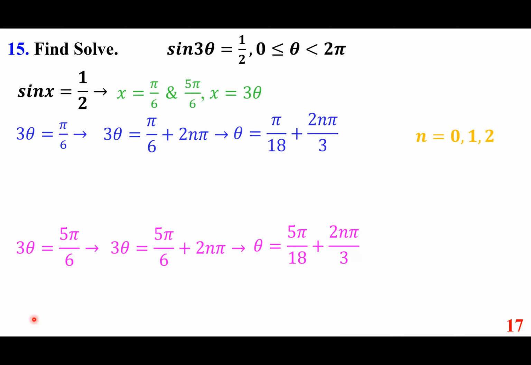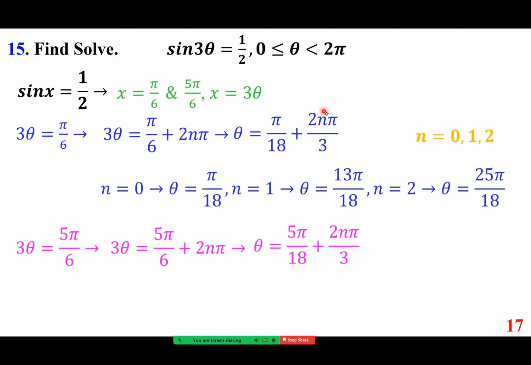Let's do that. Let's plug in zero. If you plug in zero, you get pi over 18. If you plug in one, you get pi over 18 plus 2 pi over 3, which is 13 pi over 18. If you plug in 2, you get pi over 18 plus 24 pi over 18, which makes it 25 pi over 18. So these are the answers. Because that's 4 pi over 3. We do the same thing here, and we get the following.